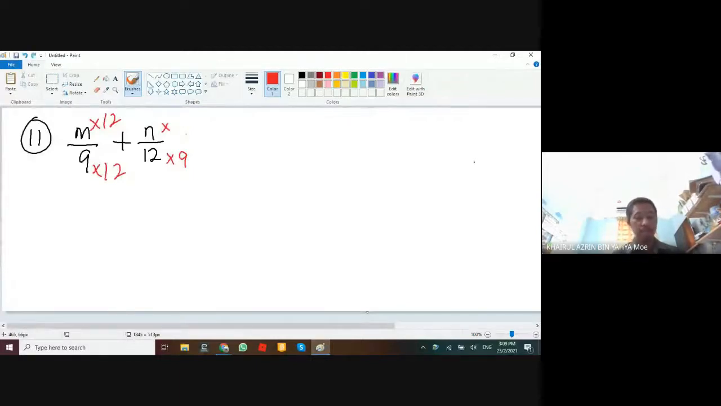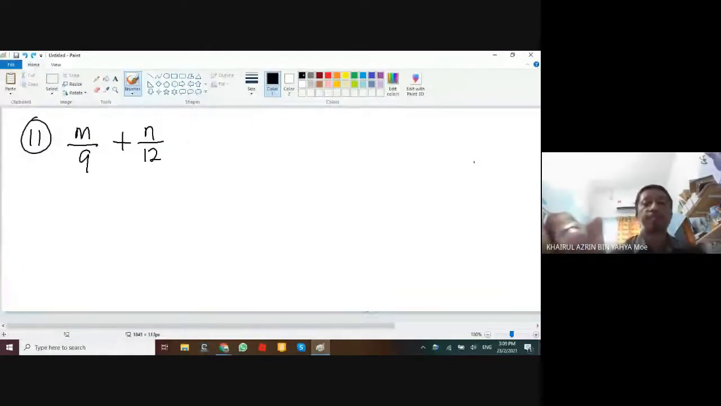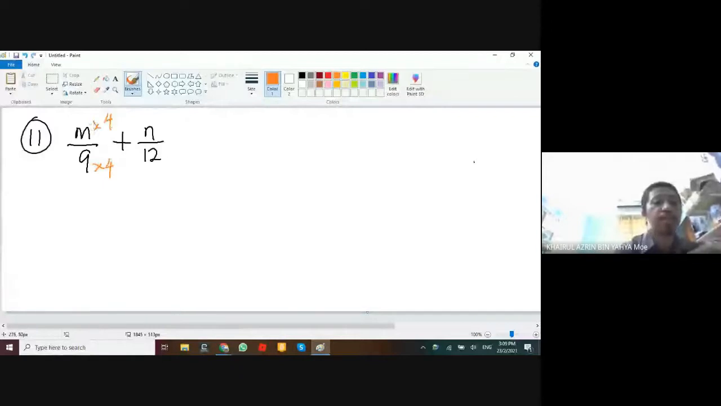Okay, so the better way to do it, actually, we need to find the LCM between 9 and 12. The denominator is actually 36. So this one, we should multiply with 4, and m also we multiply with 4, because 9 times 4 is 36. And 12 times 3 also equal to 36.